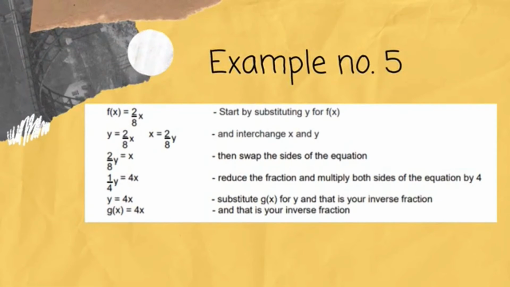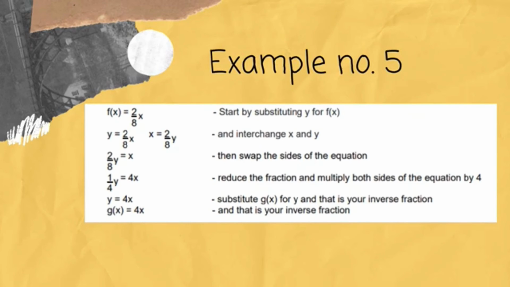For the fifth example, f(x) equals 2 over 8x. We have to start by substituting y for f(x). So it'll be y equals 2 over 8x, and interchange x and y. So it will be x equals 2 over 8y. Then we have to swap the sides of the equation just like what we did with number 4.